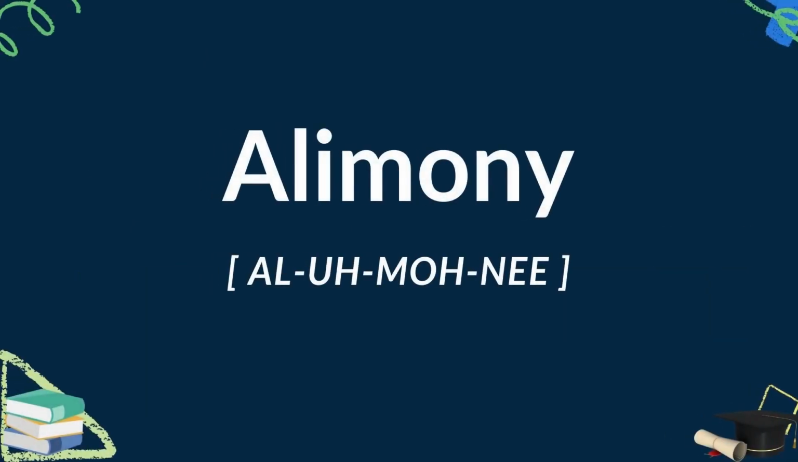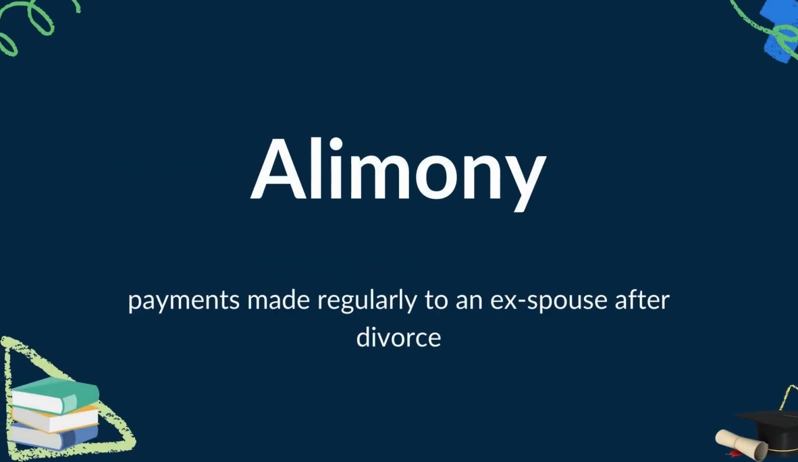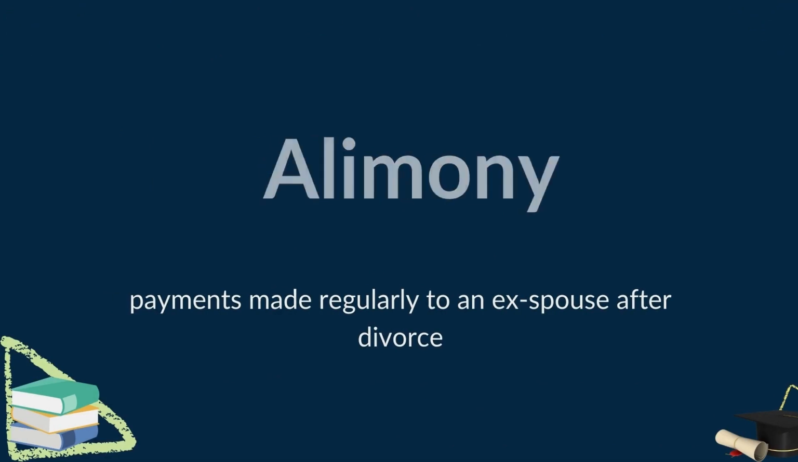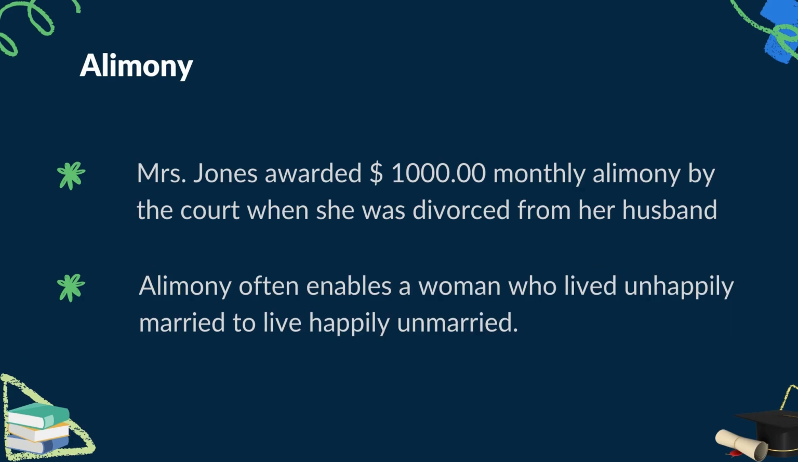The next word is alimony. Alimony means payments made regularly to an ex-spouse after divorce. Here are some ways you can use the word in a sentence. 1. Mrs. Jones was awarded $1,000 monthly alimony by the court when she was divorced from her husband. 2. Alimony may also be granted without a divorce, as between legally separated persons.